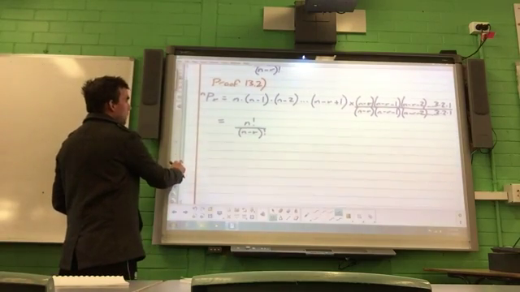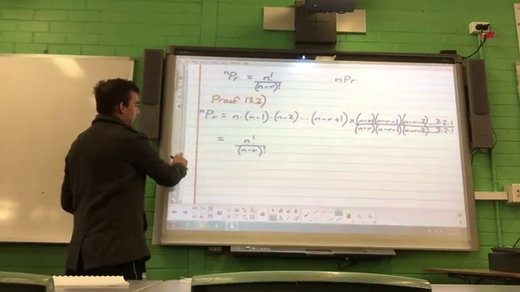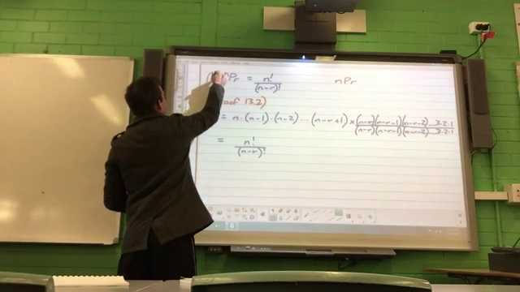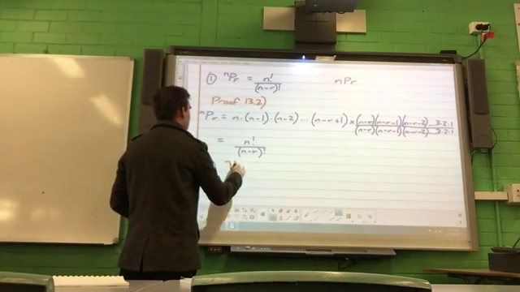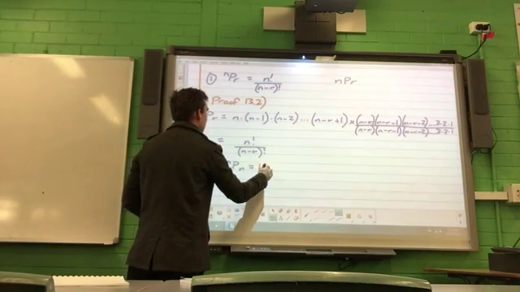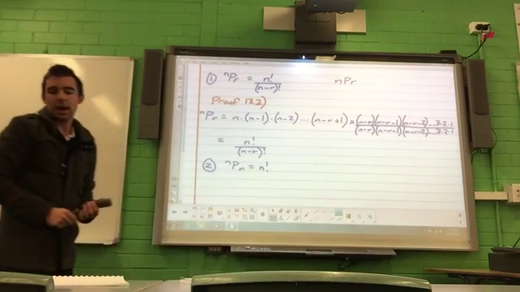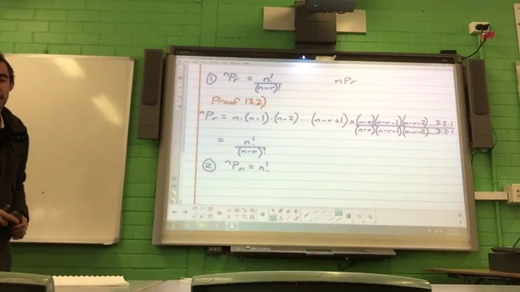So there's your formula up there, and that's number 1. Number 2, the special case, is when we have nPn, and that will be n factorial. We have 8 people, and we're going to arrange them in a line. How many ways can they all be in that same line?